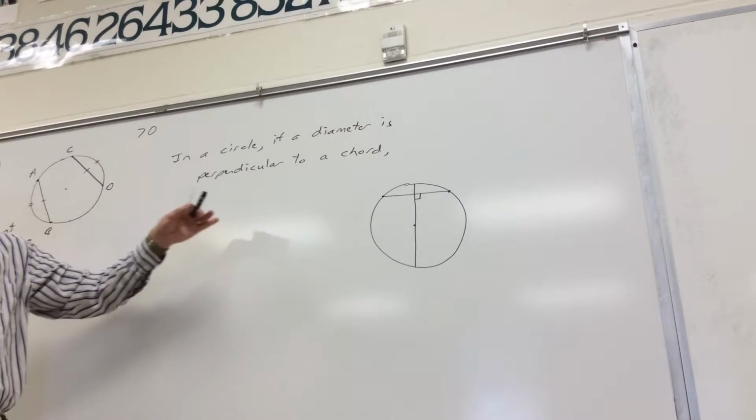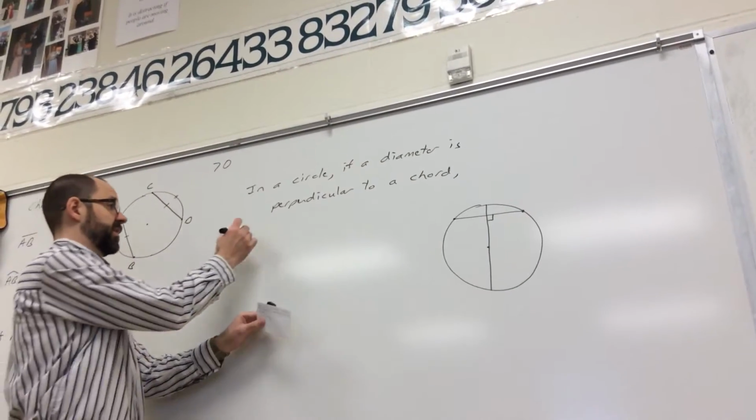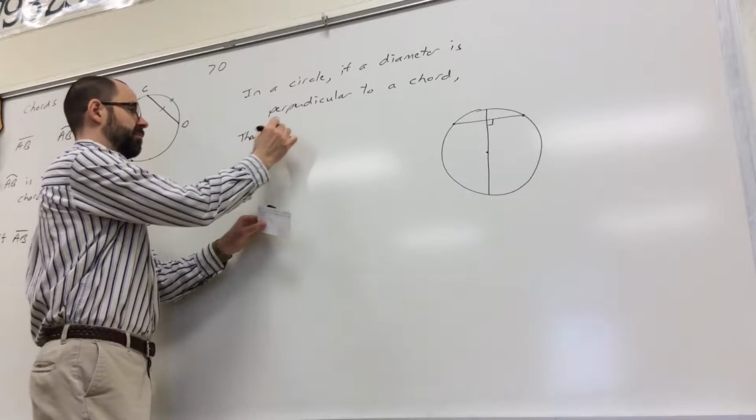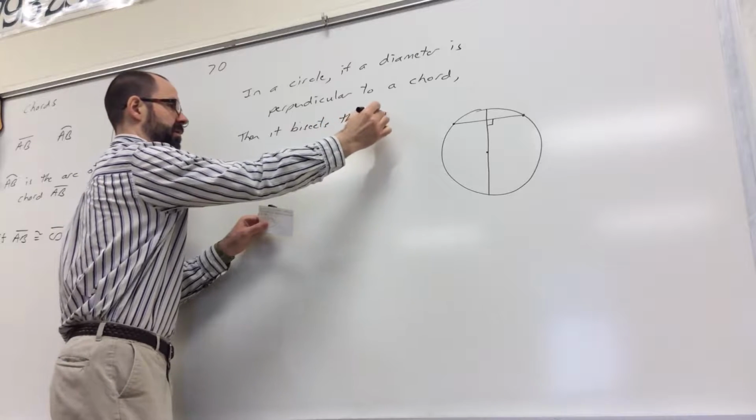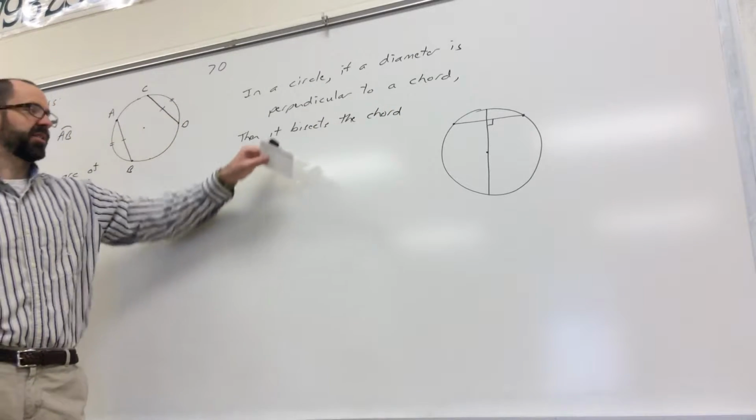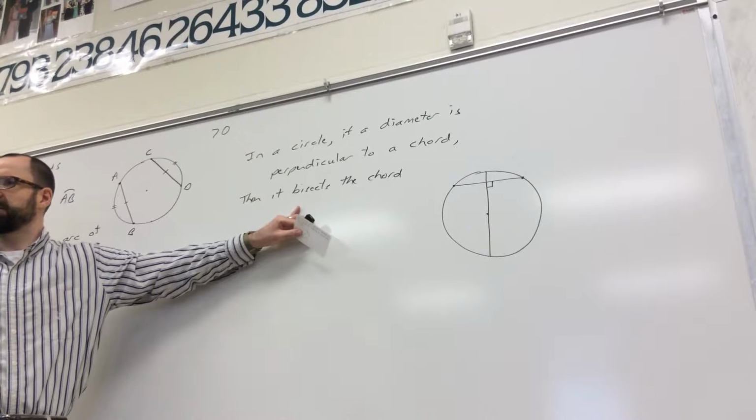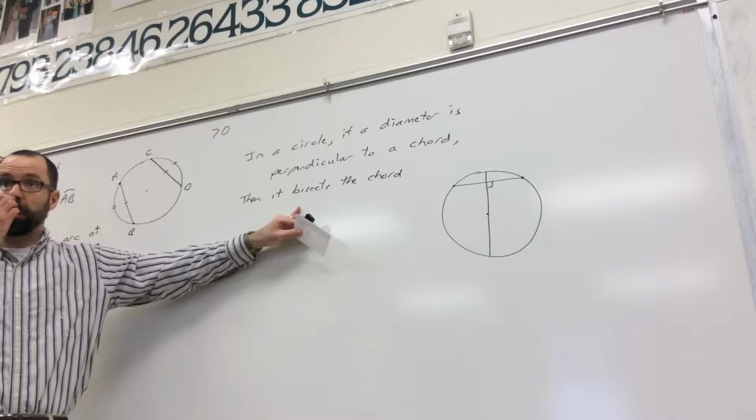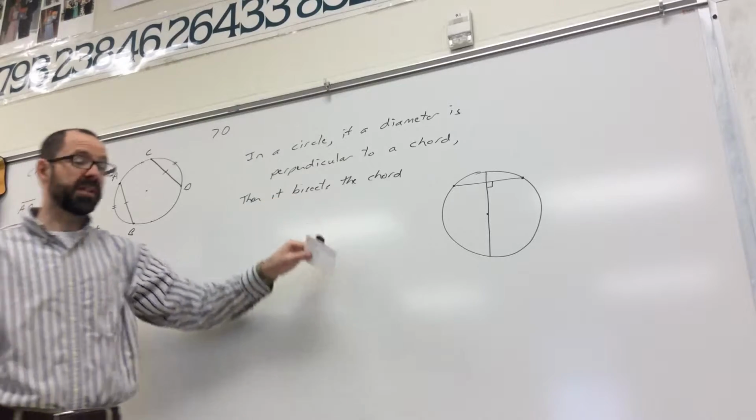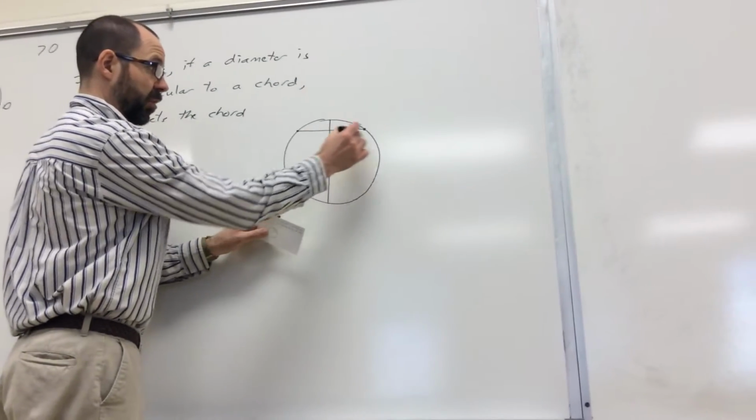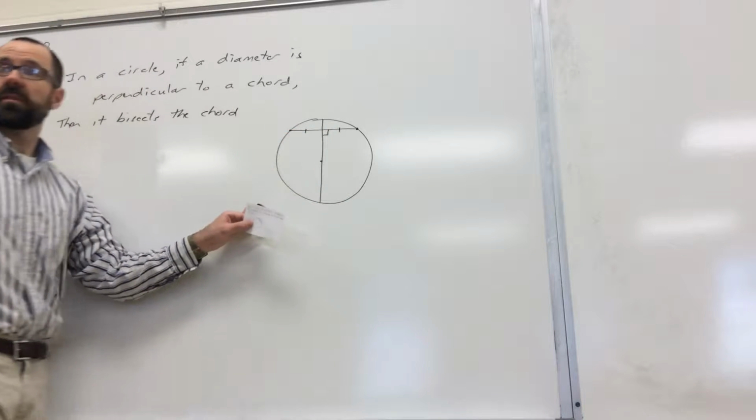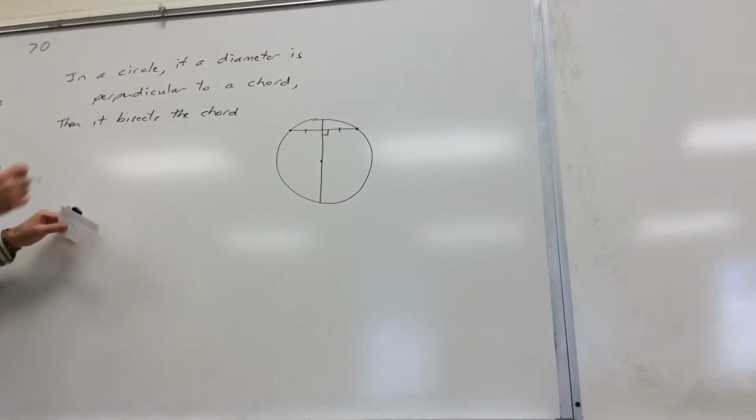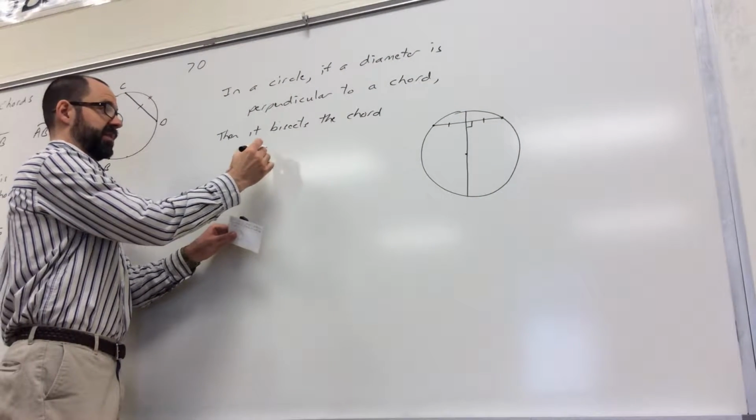So if a diameter is perpendicular to a chord, what happens is then it bisects the chord. It's been a while since we had that word bisect. What does that mean? Yeah, Taylor? Cuts exactly in half. Good. So apparently the chord gets bisected. So here's the chord. So that means this piece is equal to that piece. And it also bisects the arc.